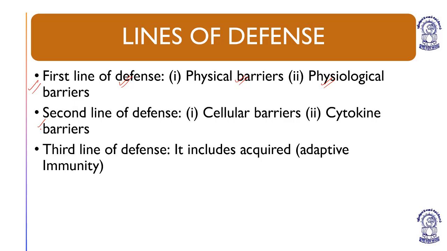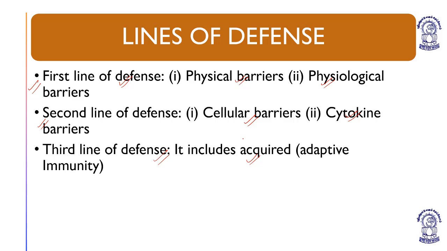The second line of defense includes cellular barriers and cytokine barriers. And the third line of defense includes the acquired immunity or the adaptive immunity. So the first line of defense is what? The physical barriers like skin and mucous membrane, and the physiological barriers. The second line of defense includes cellular barriers and cytokine barriers. And the third line of defense includes the acquired or adaptive immunity.